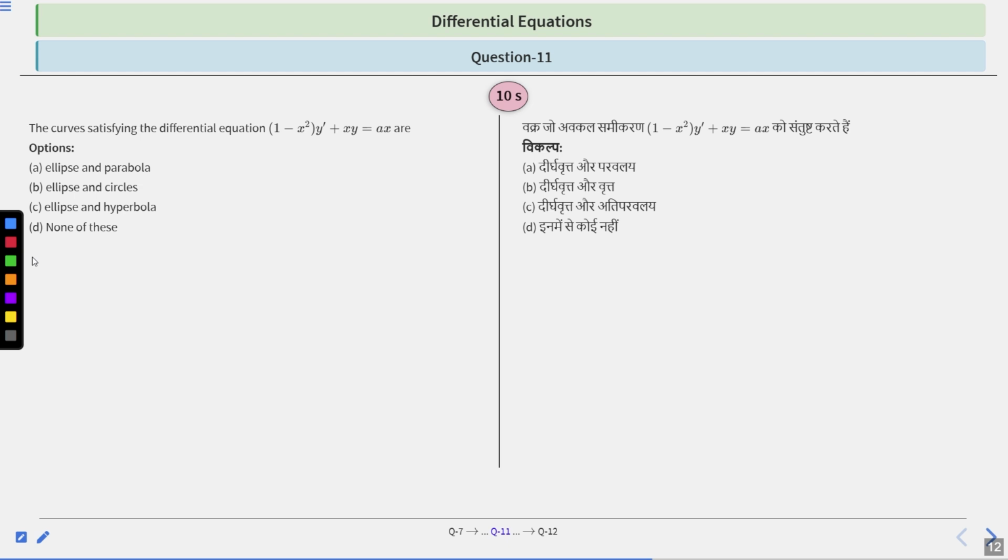You have 10 seconds to solve or think about this question. After 10 seconds, we will discuss the solution. Okay.